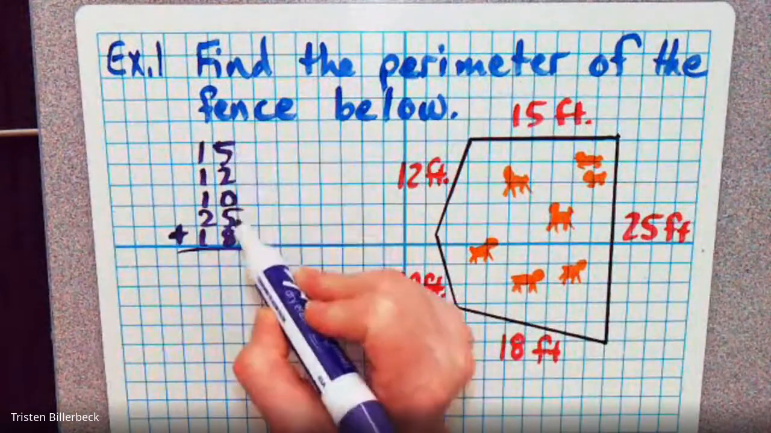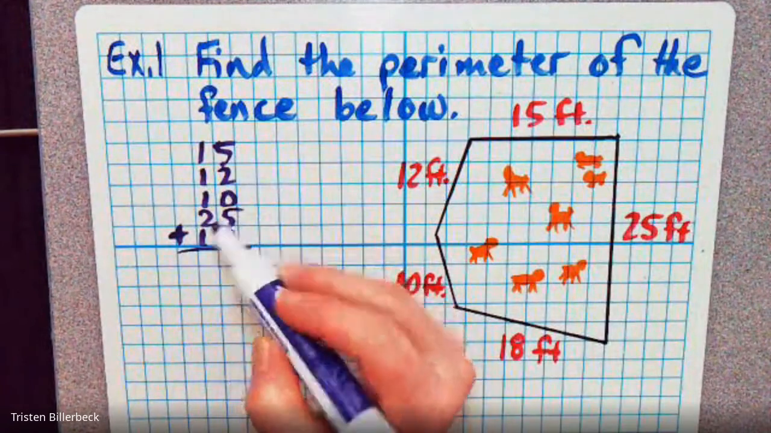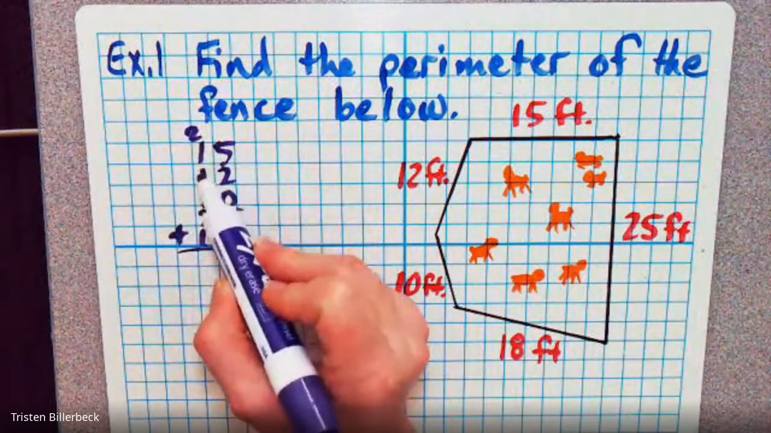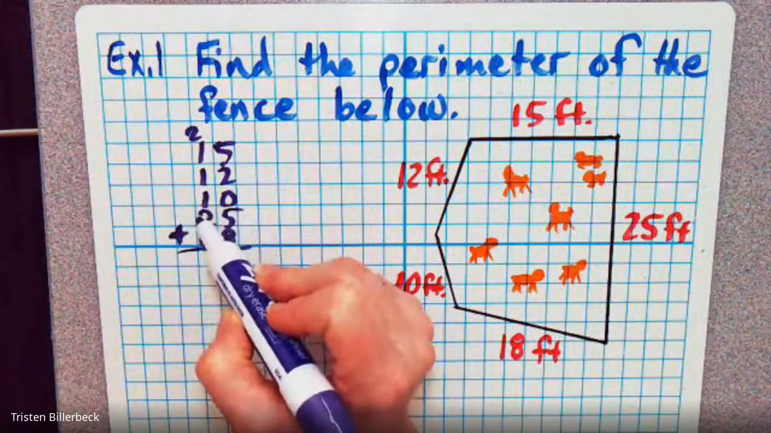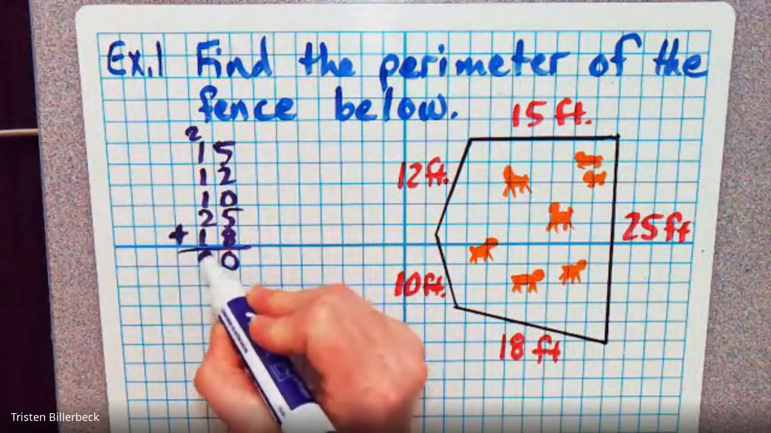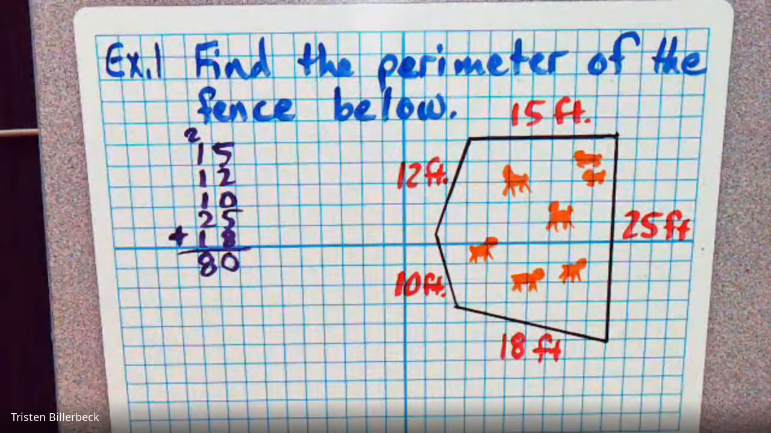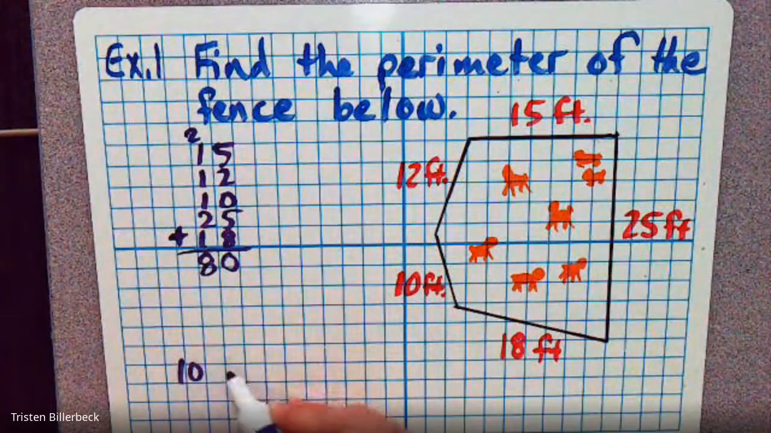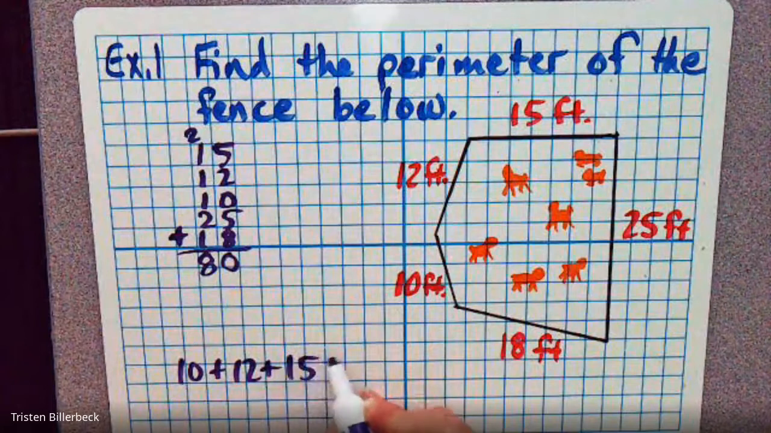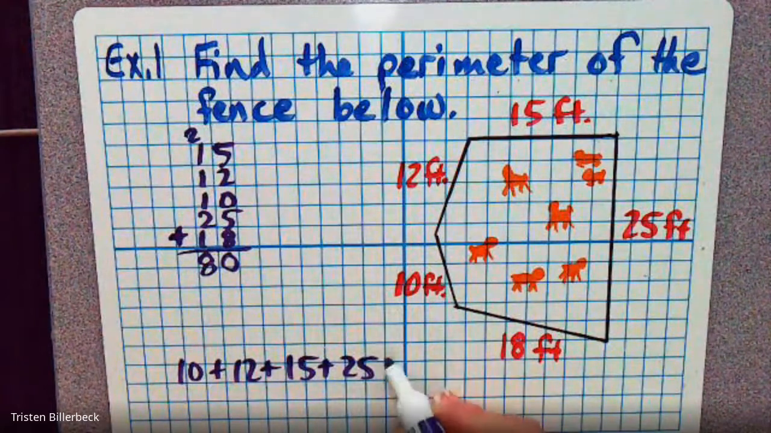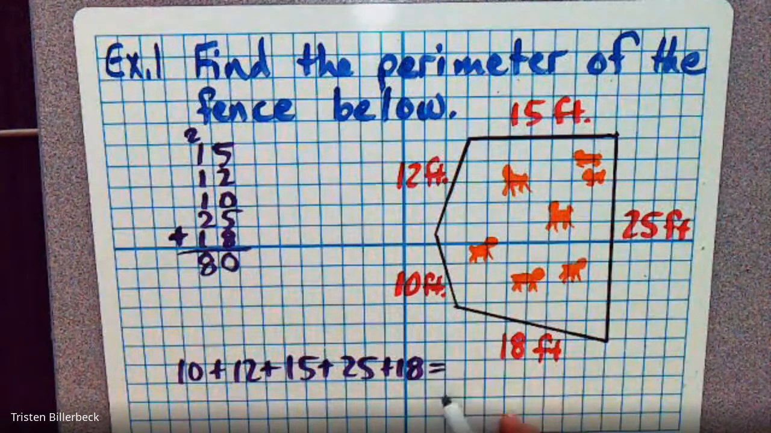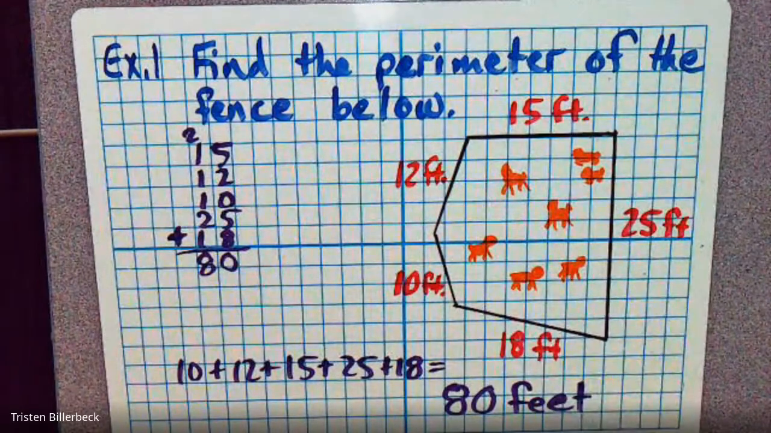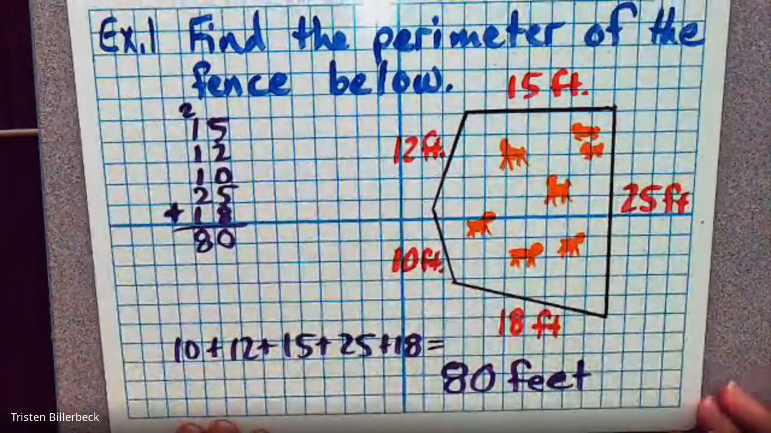So the easiest thing to do is 5 plus 5 is 10, and 2 plus 8 is 10. So that's 10 plus 10 is 20. Then 2 plus 2 is 4, plus 5, and then plus 3 is 8. So that's a total of 80. So our perimeter, which we could find by saying 10 plus 12 plus 15 plus 25 plus 18 equals 80 feet. So we would need to buy 80 feet of fencing for the pen.